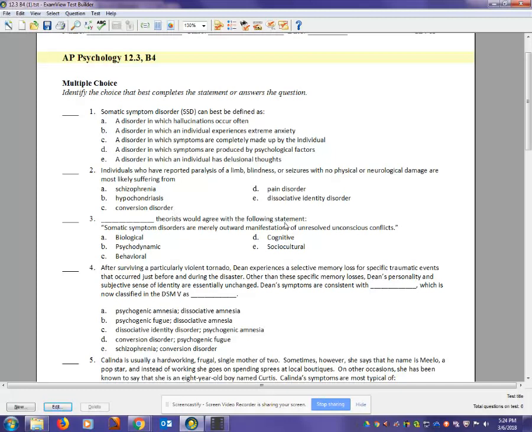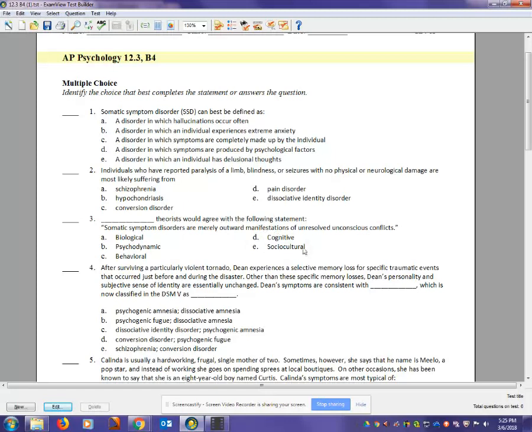Blank theorists would agree with the following statement: somatic symptom disorders are merely outward manifestations of unresolved unconscious conflicts. All right, we go back to this, and we've done this before. We're looking at different theories from psychology. So we're looking for keywords inside of here that give us hints in the right direction. The first part is unconscious conflicts, and then we also see manifestations. This is something kind of underlying that we're trying to discover.